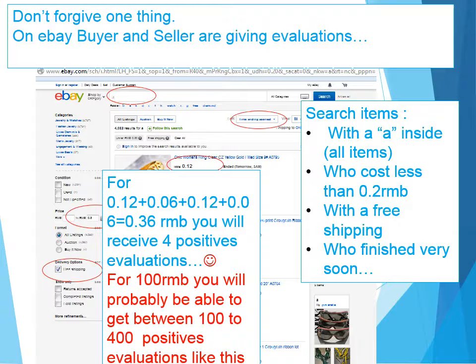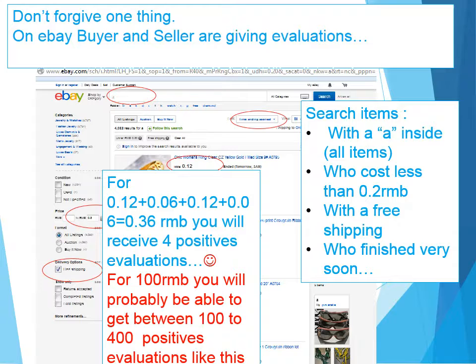So nice. With the products, you will not do much because they are not really interesting products, but what you're actually buying is the evaluation, because these people will give you an evaluation. They will say, this guy has bought my product, he's a nice guy. So imagine if you want 4, you can have 4 evaluations for 36 cents RMB. So with 100 RMB you can have a minimum of 100 good evaluations and up to 400 positive evaluations for just 100 RMB.